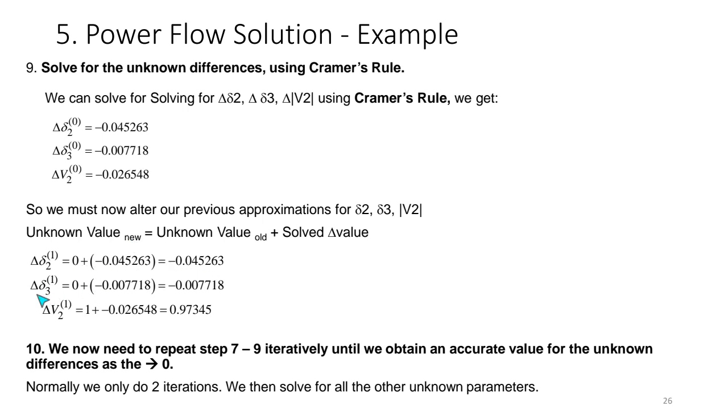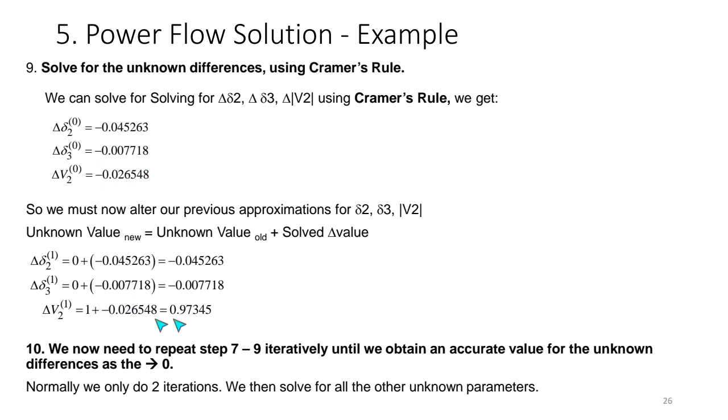The second one, delta delta 3, is the phase angle for the PV bus, the generator bus. For the generator bus we assumed the angle is zero, but the calculated one is 0.007148, and if you add these you get this value. Then the next one, for the load bus, is the change in voltage, delta V2, equal to this one. But remember, the voltage we assumed for the load bus was one per unit magnitude for initialization. So we use that initial value of one plus the calculated one to get V2 0.